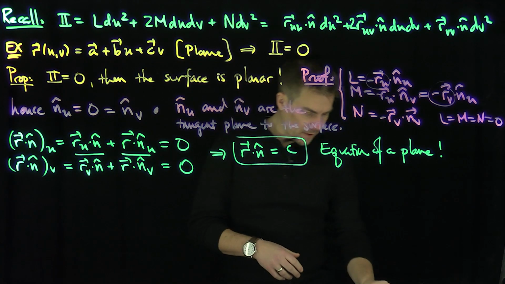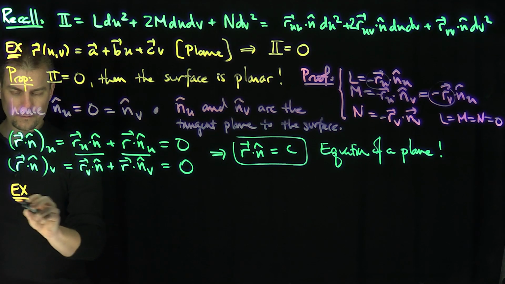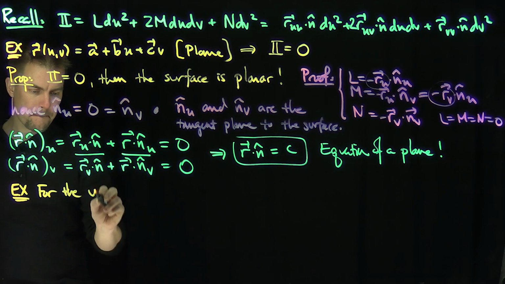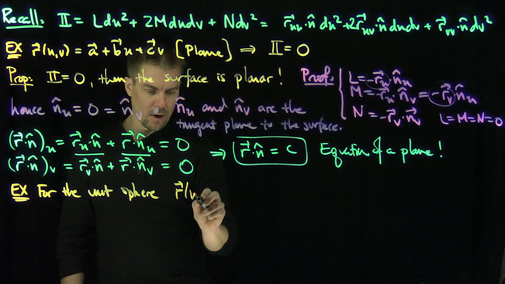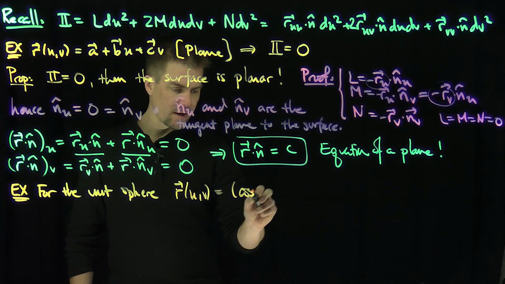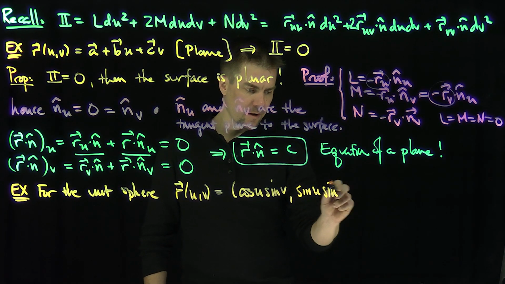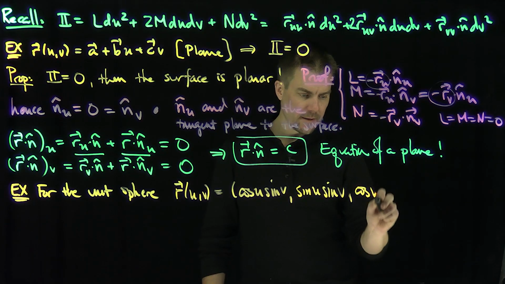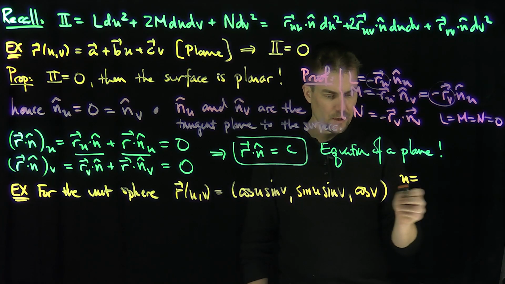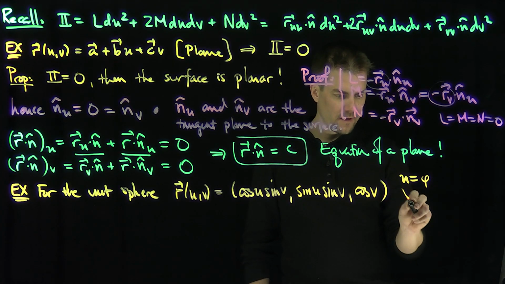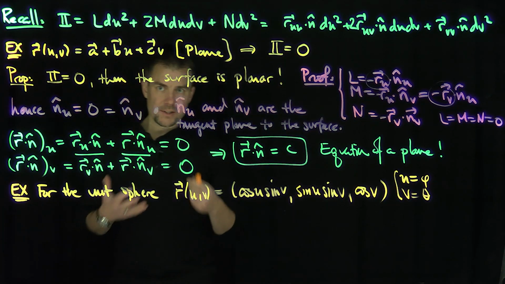That's an example. Let's do the sphere next. So how would I find the second fundamental form of the sphere? If we look at the unit sphere, you might say that's going to be a long calculation. I can parameterize the unit sphere r of u, v by cosine u sine v, sine u sine v, and then cosine v. Here u is typically written as phi and v is typically theta for ordinary sphere coordinates.